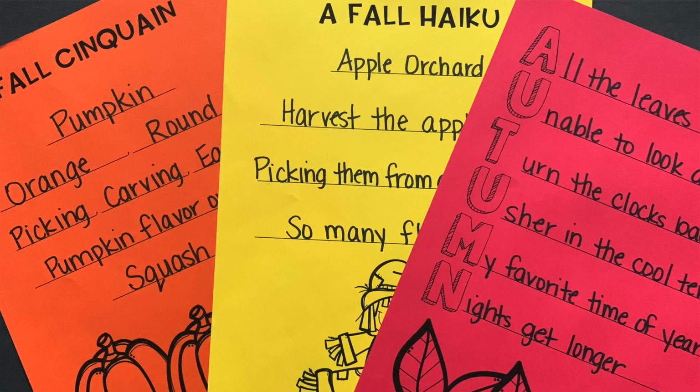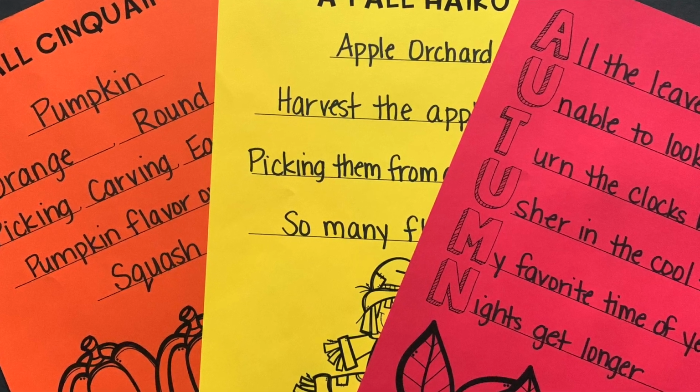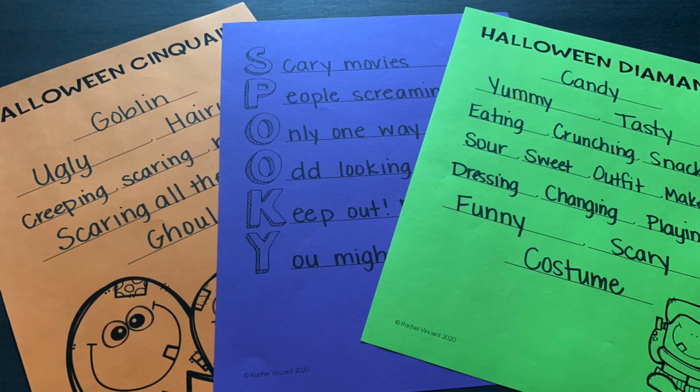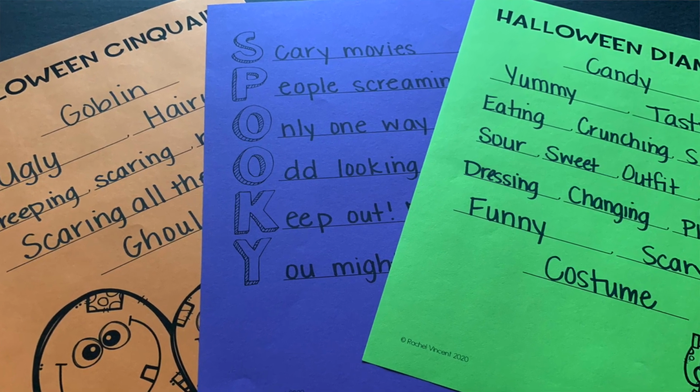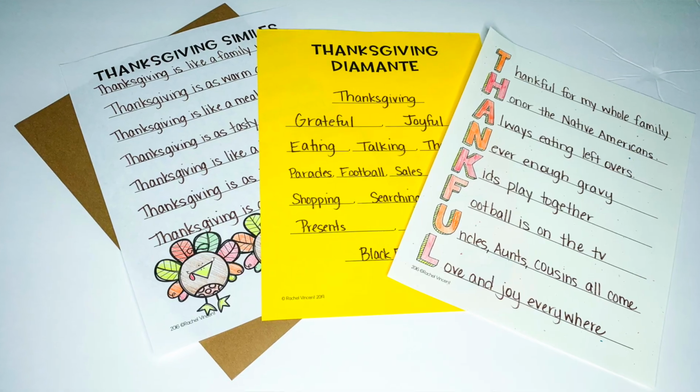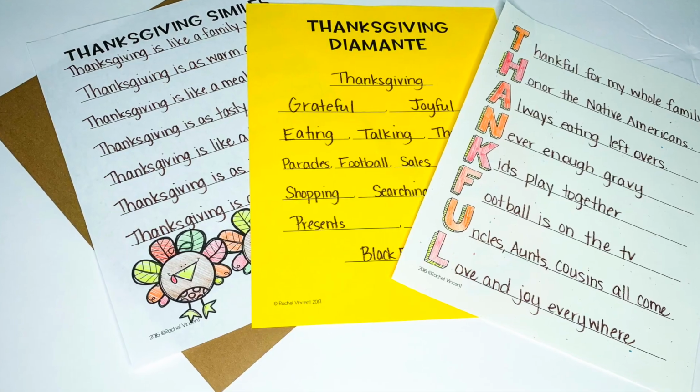Poetry writing is really my favorite way to incorporate any kind of season, and that's especially true in the fall. I have fall, Halloween, and Thanksgiving themed poetry, and once you teach students how to write in a certain style, whether it's an acrostic or a cinquain or diamante, a haiku, it becomes an independent activity once I teach it the first time, and they can do these activities all throughout the year.